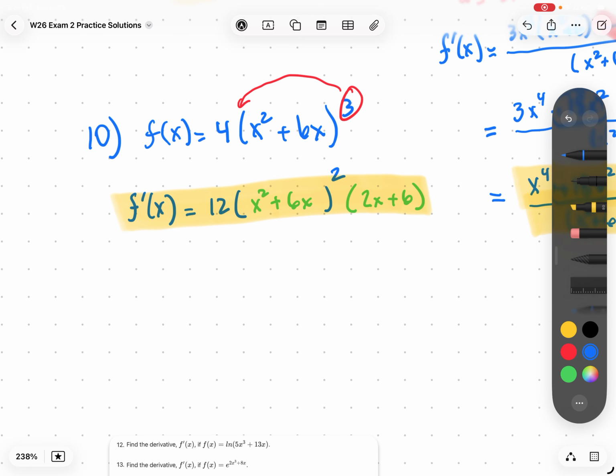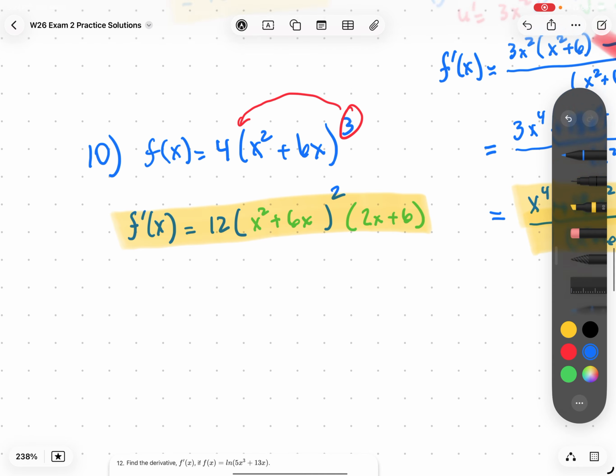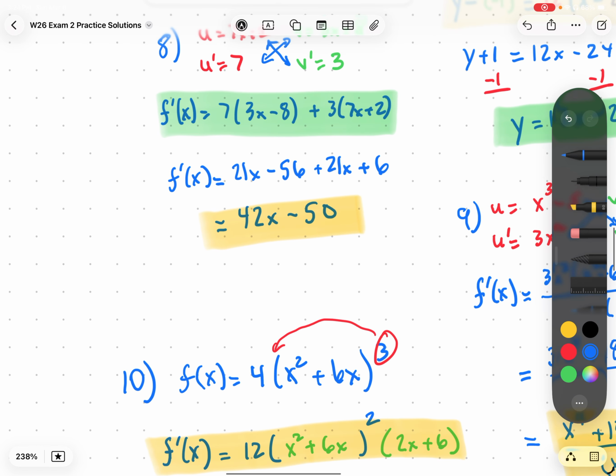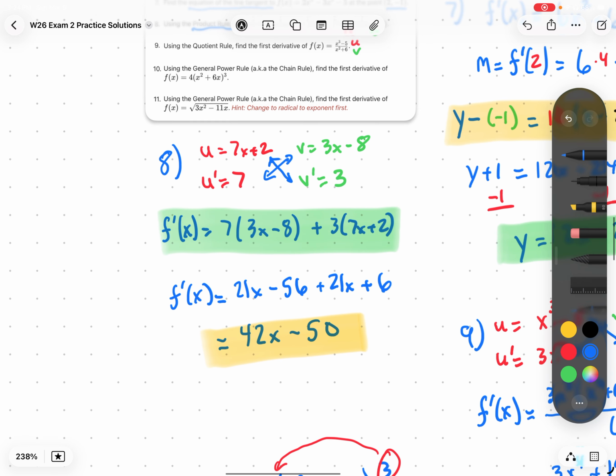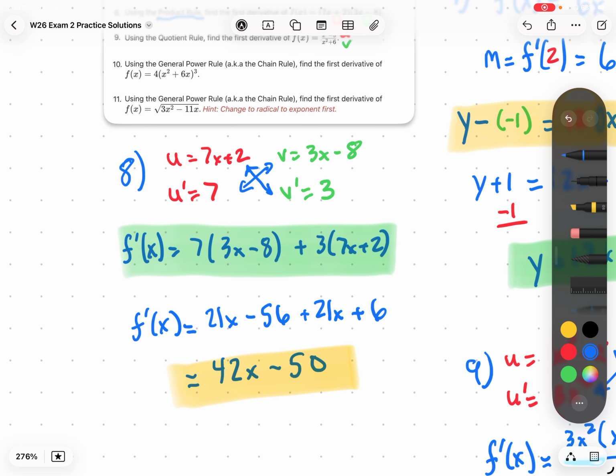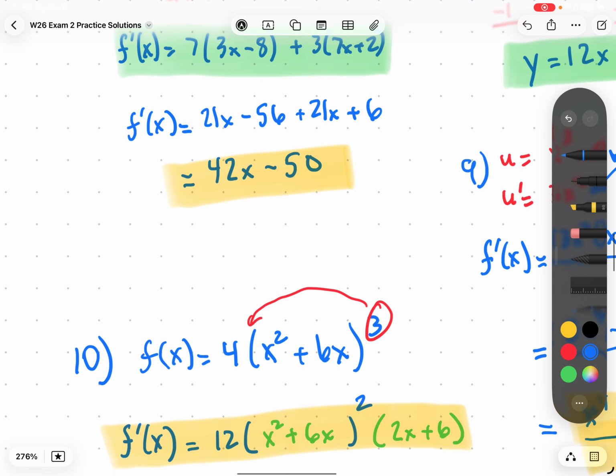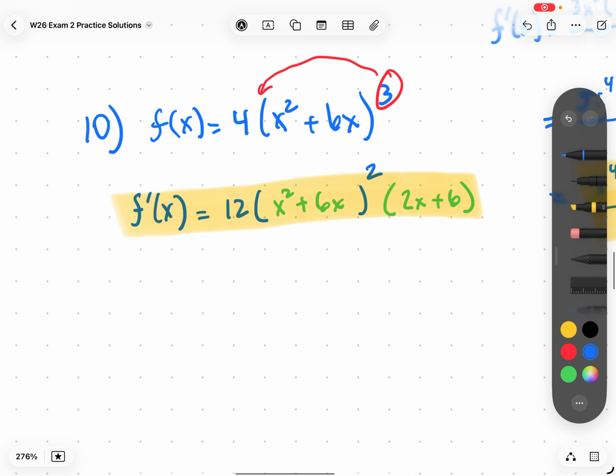Okay, and then number 11. So number 11, let's just go back here and look at it. Sorry, I'm not trying to do this too quickly. It has a little hint here. We're going to use that chain rule, but my hint is to change the radical back to an exponent first. And we did that in the previous problem as well. So let me slide down here so I can do this.